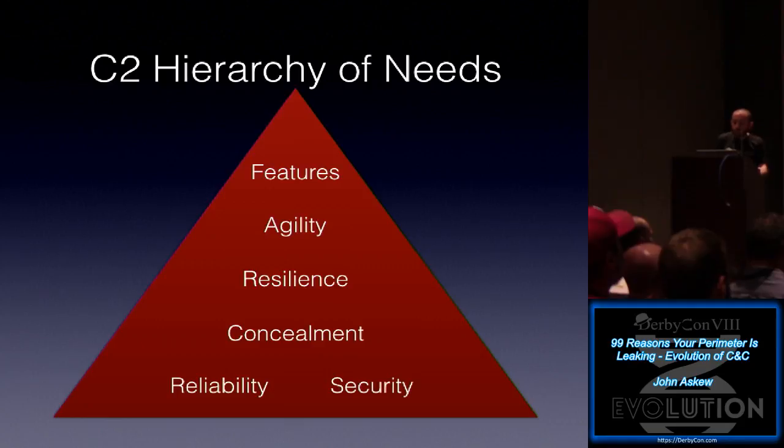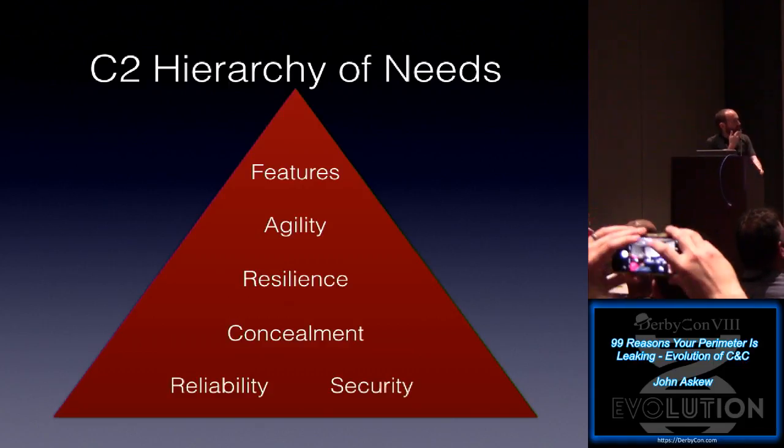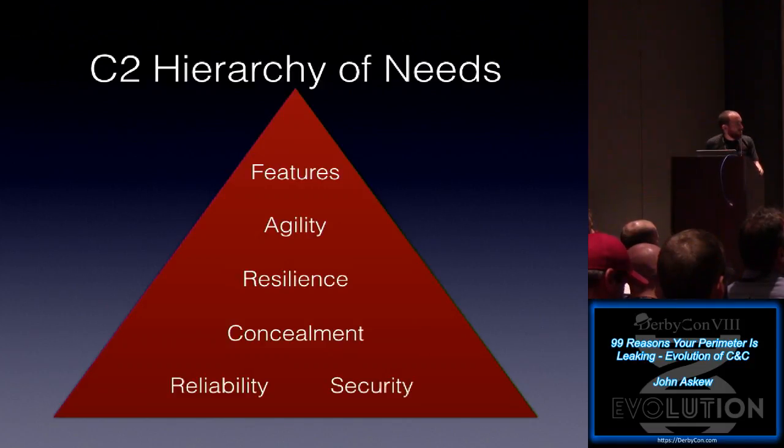But I think it'd be useful to talk about command and control from a red team perspective in a hierarchy of needs. So you've got these different capabilities, or different aspects of capabilities that I've been talking about, like reliability and security. And I think those at the bottom, reliability and security, are probably the most foundational of these. You've got to have something that works, that accomplishes your goal.